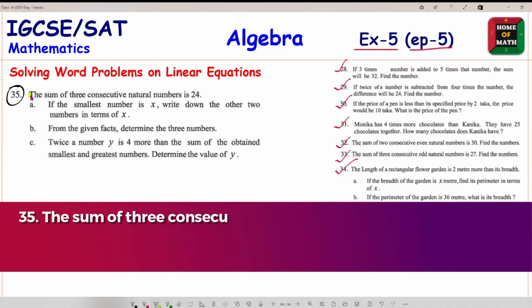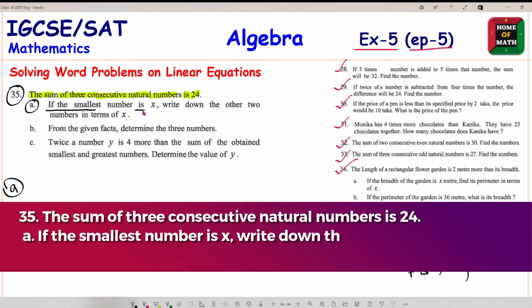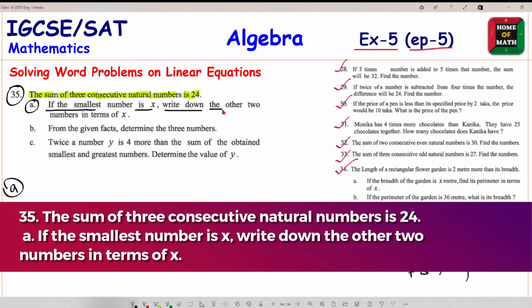Question is, the sum of 3 consecutive natural numbers is 24. Look, the sum of 3 consecutive numbers, but we don't know what numbers. Consecutive numbers can be 1, 2, 3, can be 4, 5, 6, can be 7, 8, 9, but the sum should be what? 24. So number A, if the smallest number is x, write down the other 2 numbers in terms of x.